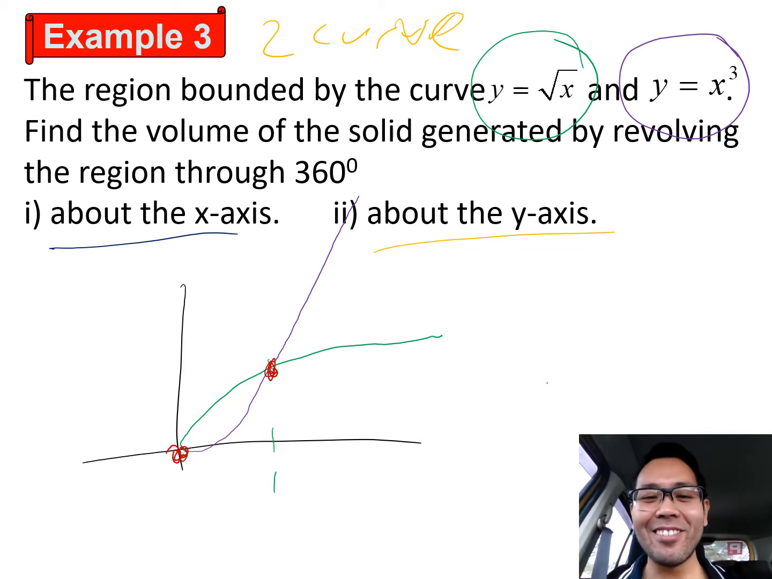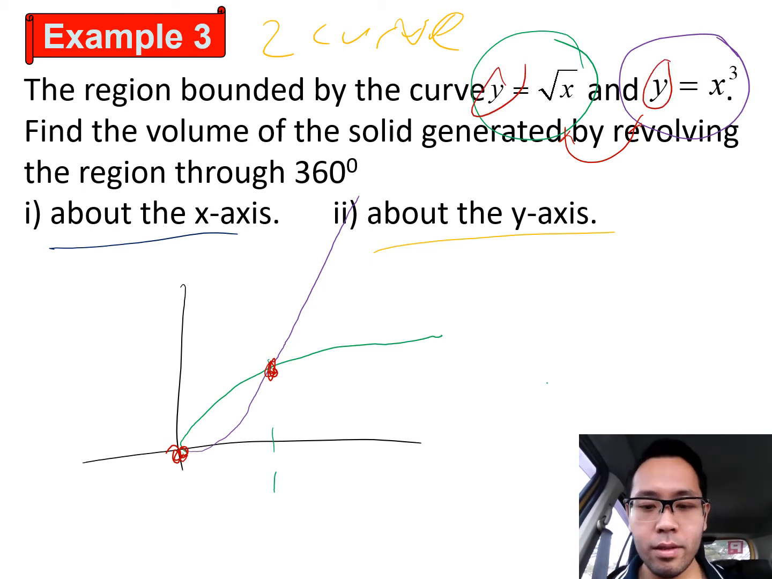I got your idea, don't worry. It's called the intersection point. Okay, so we take these two equations. You can do simultaneous or just compare them, because you see here y and y, right? So you can just directly write down that the square root of x equals x cubed.